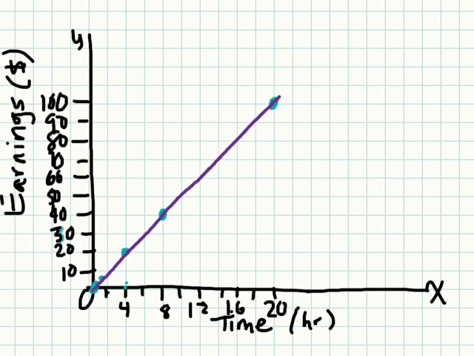Okay, so now that we've drawn a straight line, I can find any single point on this line. For example, in 12 hours, we can see that she earned $60.